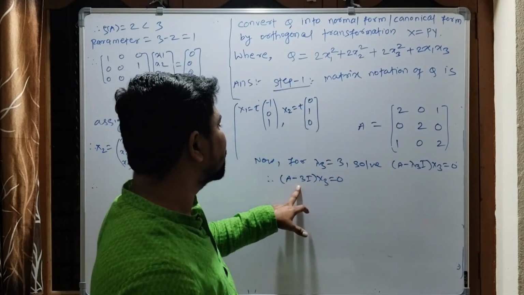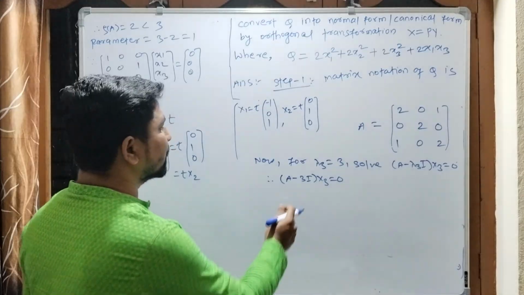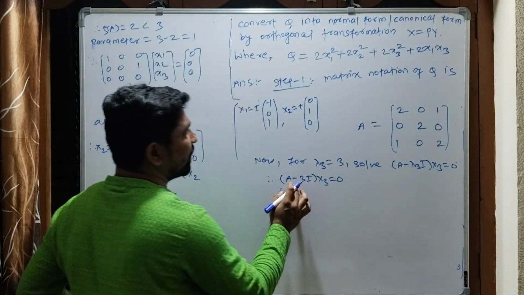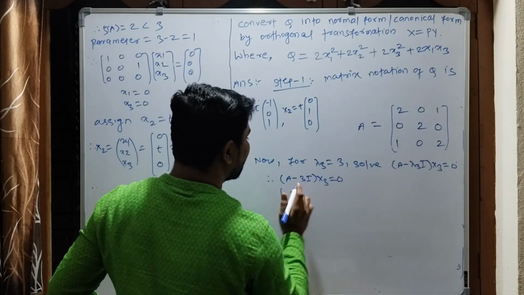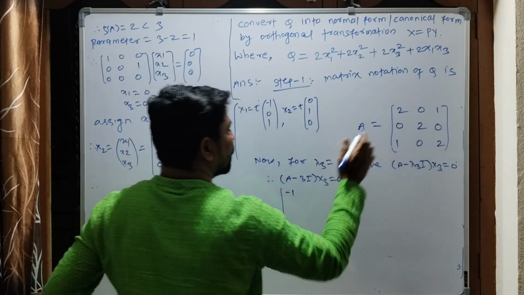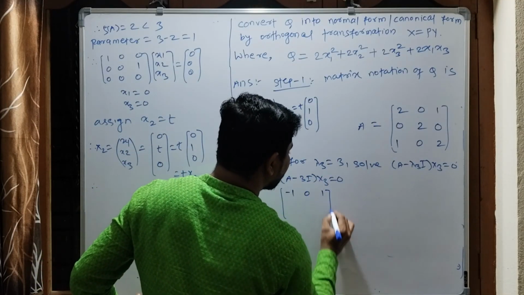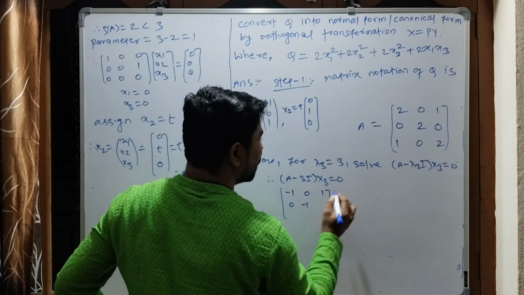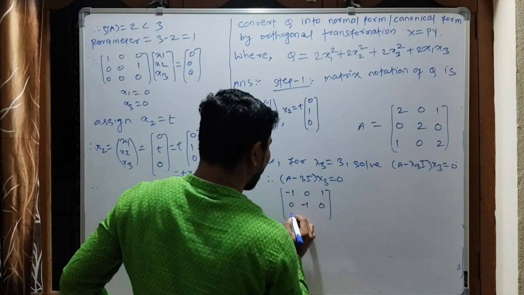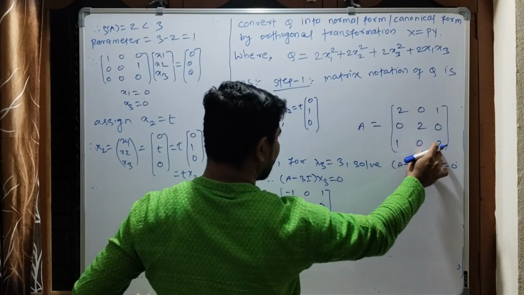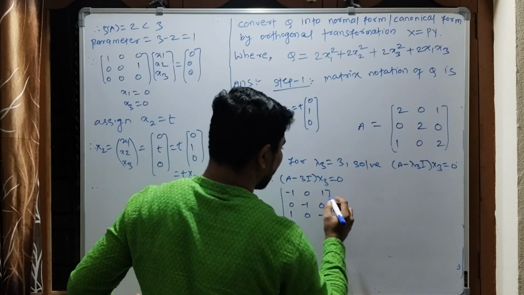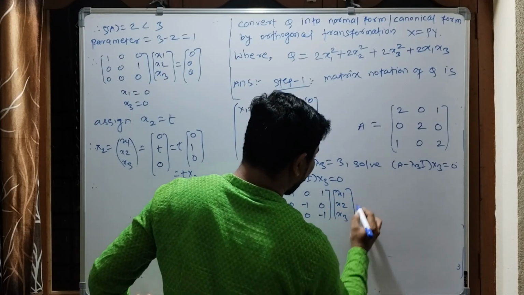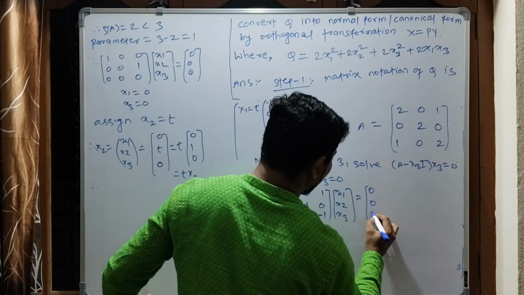Now A is this given matrix, and 3I is the identity matrix multiplied by 3. Now just subtract these two matrices. Here I will write the A minus 3I matrix. Here 2 minus 3, that is minus 1. Here 0 and 1 entries as they are. Here this is 0, 2 minus 3 is minus 1. This is 0. Here 1 0 1 0, and this is 2 minus 3, which is again minus 1, into x1, x2 and x3, equal to 0 0 0.